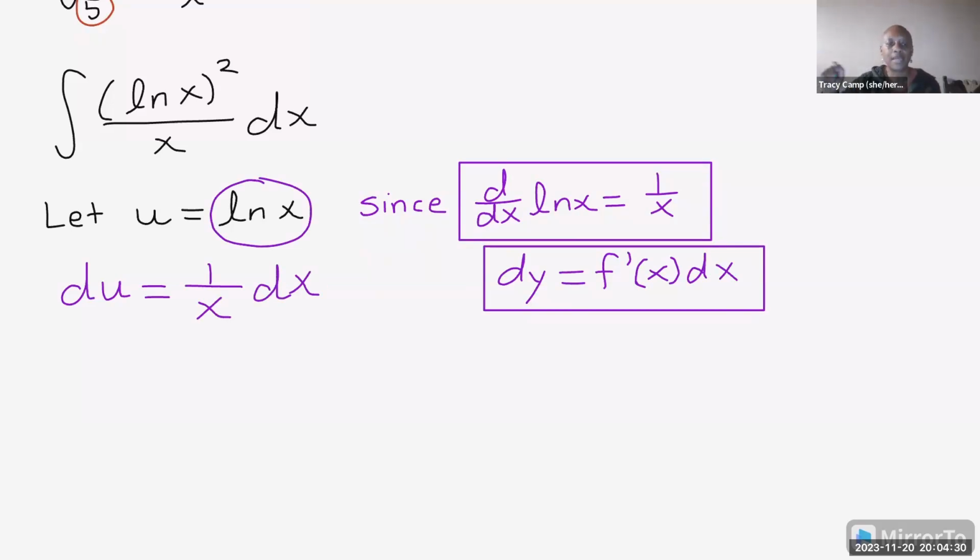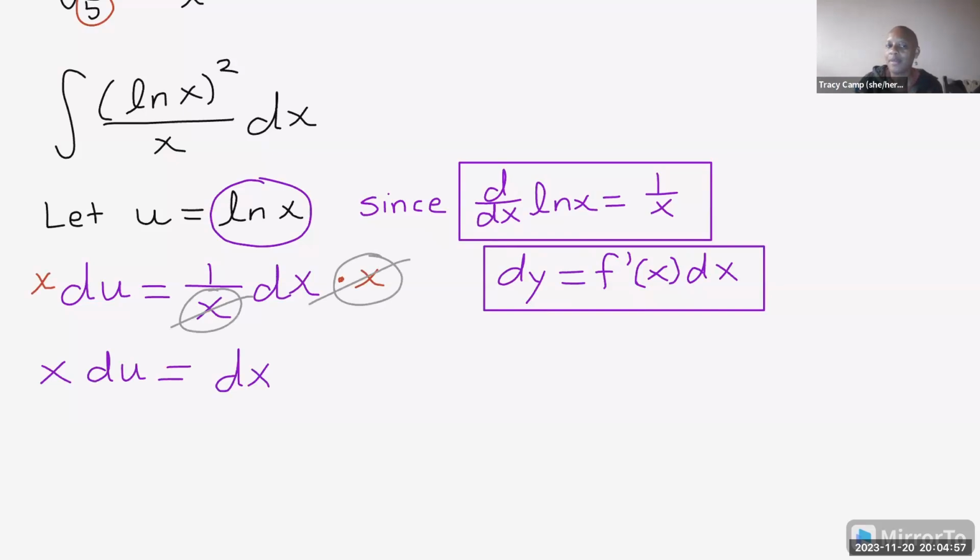From here, I'm going to solve for my dx. Since what's keeping dx from being by itself is that 1 over x, I can get rid of this x by multiplying both sides by x. What happens is this x and this x cancel each other out. So now I just have dx equals x du.